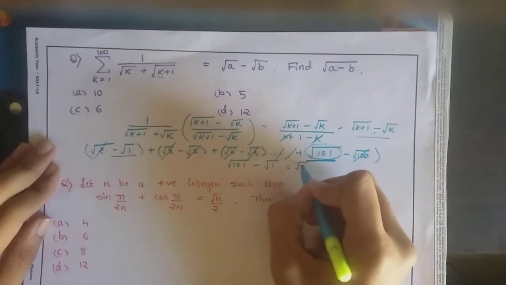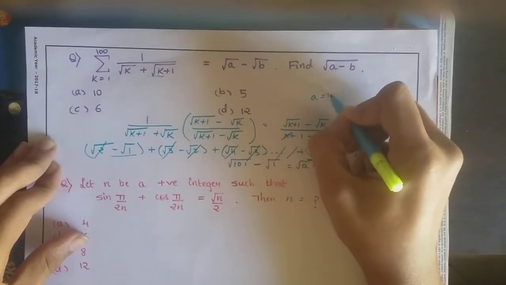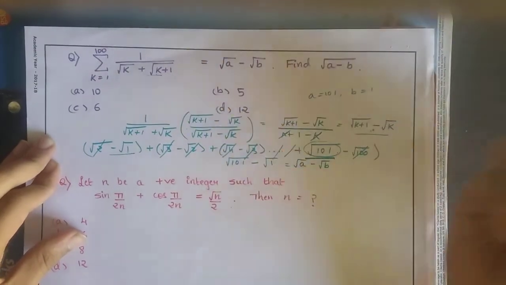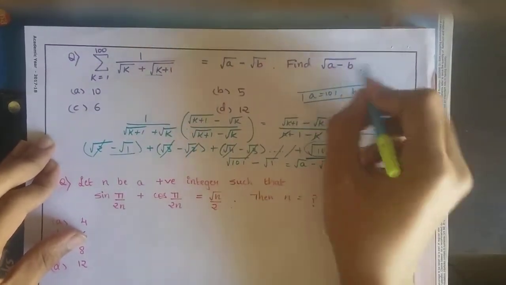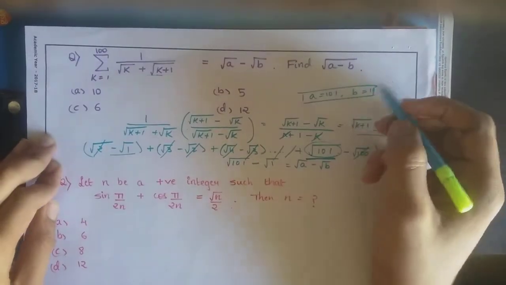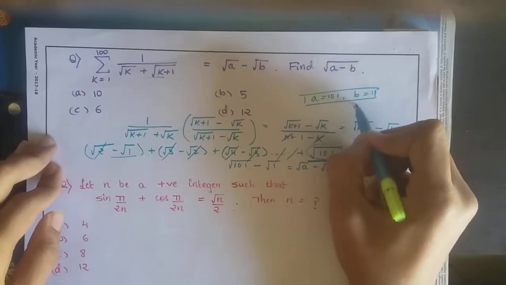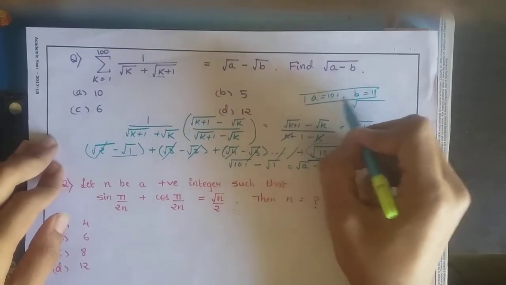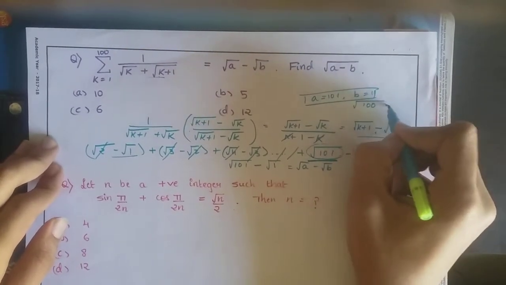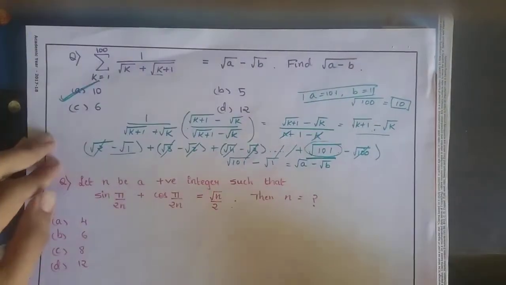This is nothing but root a minus root b, right? So clearly a is equal to 101 and b is equal to 1. That's it, right? So what are they asking? If we find a and b, we got everything. That is the meaning. So they are asking root of a minus b, that is root of 101 minus 1, that is root 100, which is equal to 10. Hence the answer. This was quite simple, right?